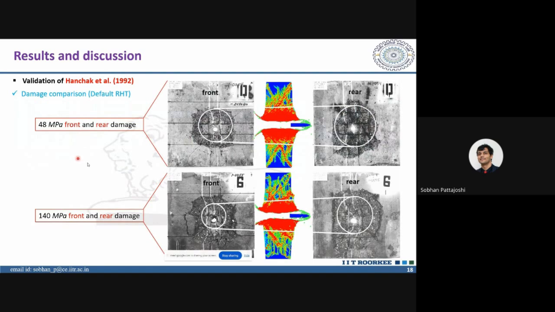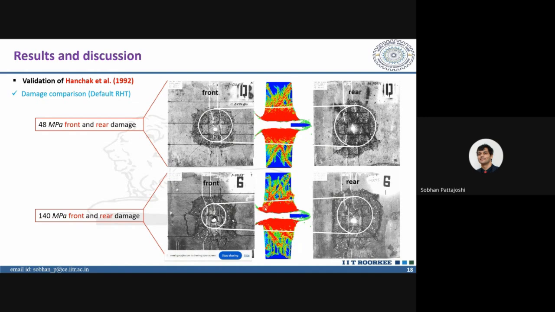Now this is the damage comparison for the default RST model. The upper one is for 48 MPa strength concrete, and the lower one is for the 140 MPa concrete strength. If you see this cone going from the front to the rear, this cone follows the basic concrete cone failure under dynamic impact loading, and similar is the case for the 140 MPa concrete strength.